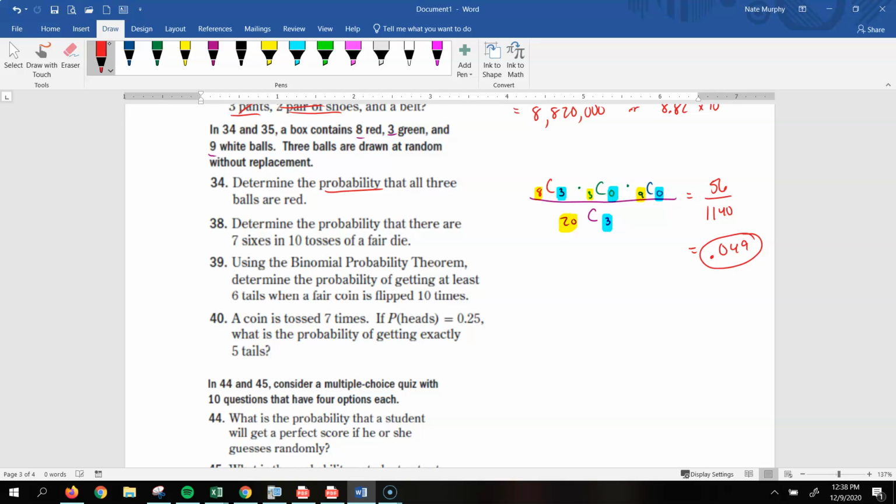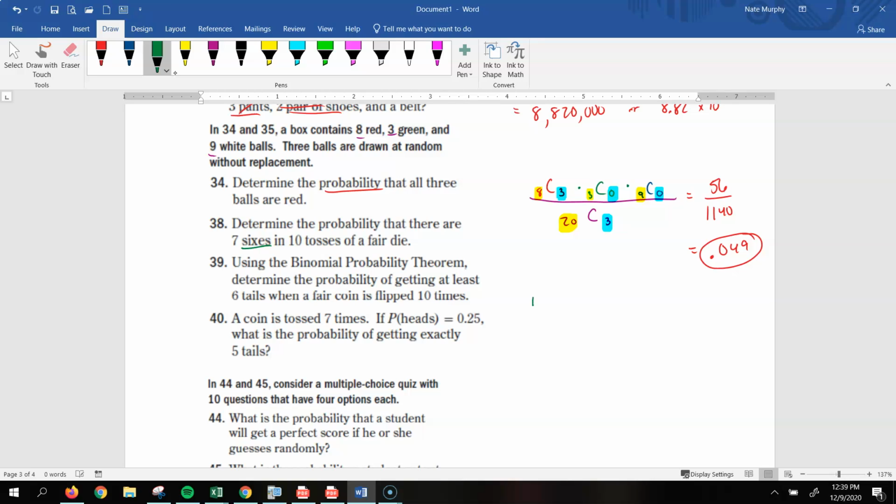It says determine the probability that there are 7 sixes in 10 tosses of a fair die. Now this is a probability again, so there's a couple of different ways we could do this. Okay, 7 sixes, so we're finding the probability of getting a 6. So in essence, we could treat this as a binomial probability.